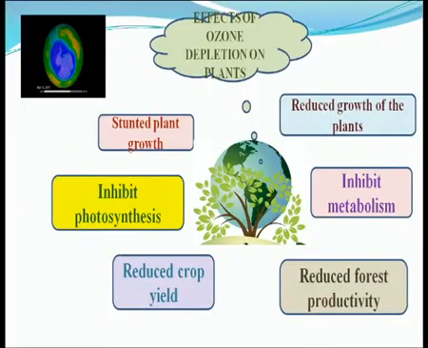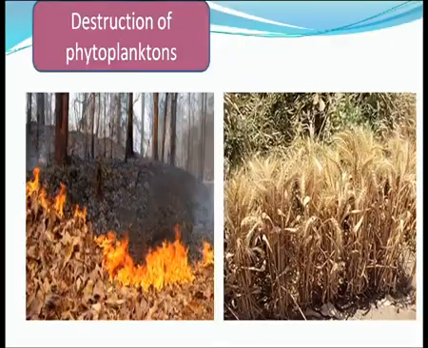This shows the effect of increased UV radiation on plant life: reduced growth of plants, inhibited metabolic reactions, reduced forest productivity, reduced crop yield, and inhibited photosynthesis resulting in stunted growth of plants. This is just another pictorial depiction, destruction of phytoplankton.